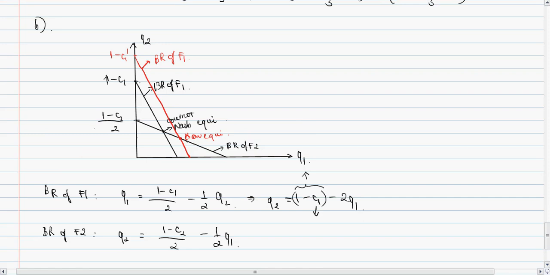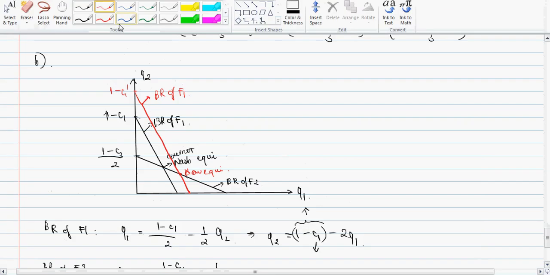Okay, the question also asks you to draw an isoprofit curve for firm 1. Okay, so an isoprofit curve tells you the combinations of Q1 and Q2 that will give firm 1 exactly the same amount of profit. So I will draw an isoprofit curve for firm 1. I draw the isoprofit curve corresponding to the own cost of production, corresponding to C1.